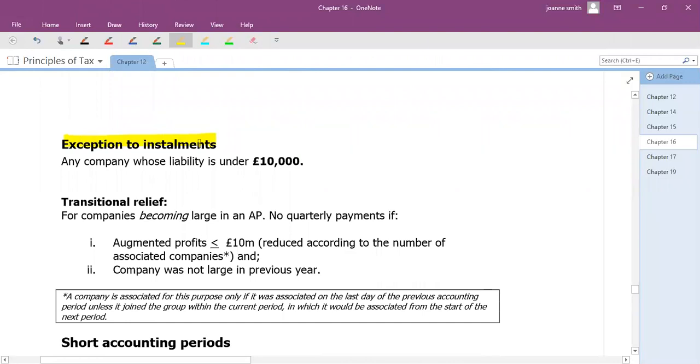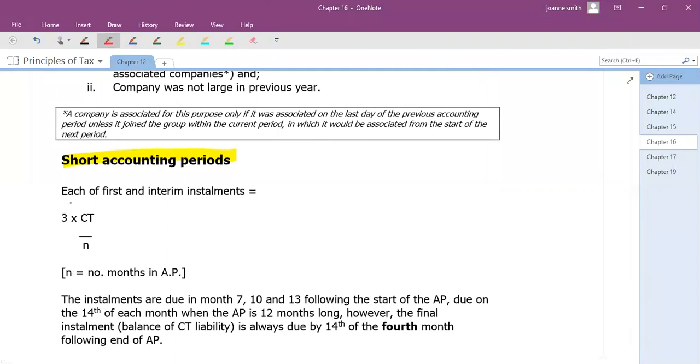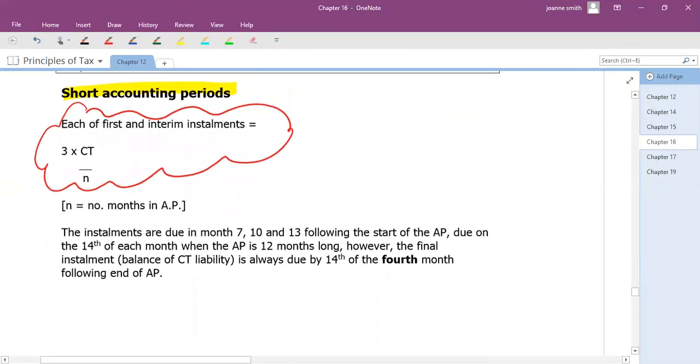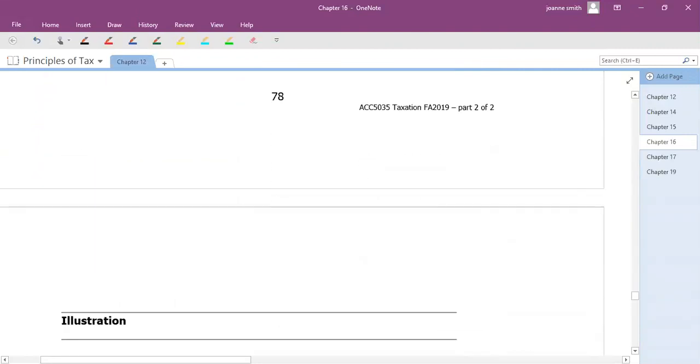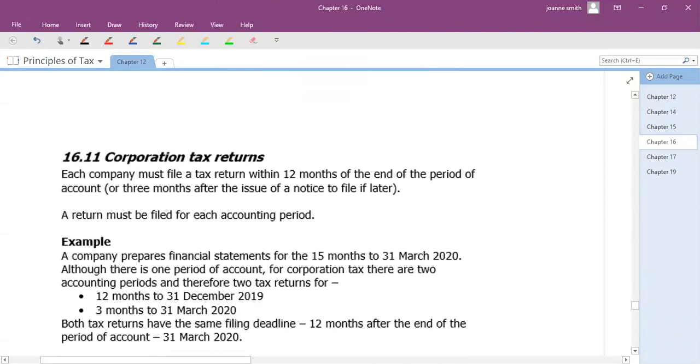There's also an exception to the instalment. So even though you might be a large company, if your tax liability is less than 10 grand, you can just settle it in one lump sum. So this will be a company whose profit isn't actually that big, but they're pushed into being a large company because they have a lot of dividends received. If your accounts are not for 12 months, then they use this special calculation here to work out what the instalment should be. So there's a worked illustration there that will help you with that one.